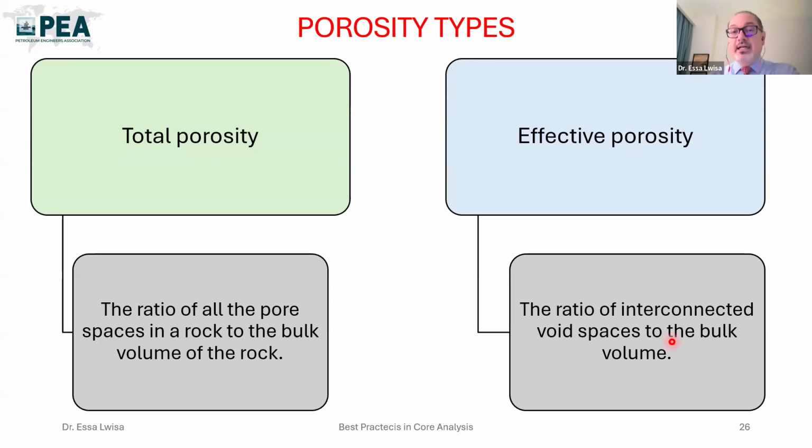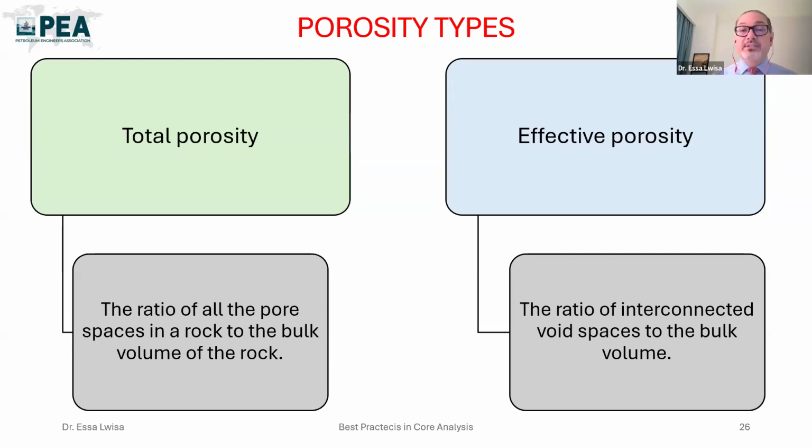Now, effective porosity is the ratio of the interconnected void spaces to the bulk volume. Only the interconnected. And to measure the effective porosity, we use any kind of saturation method. Saturation with gas like helium or nitrogen, saturation with liquid like, for example, formation brine or distilled water, anything. Or else we can saturate the sample with mercury intrusion, so we fill the pores with mercury.